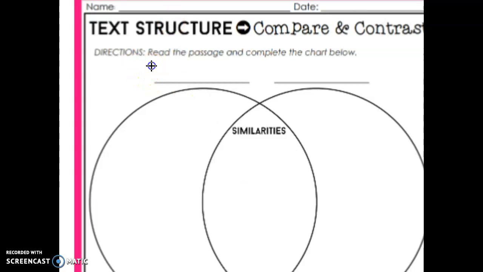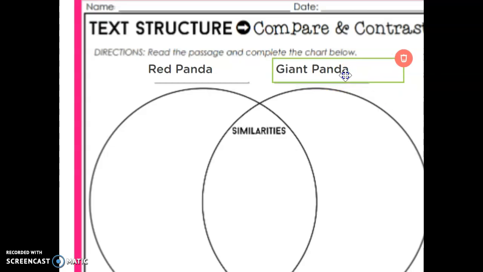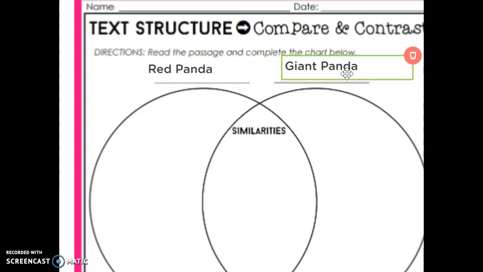First, we're going to write the 2 topics. Remember, compare and contrast is about 2 or more things. The first one was about a red panda and a giant panda. Pause the video if you need time to type those out. So we're going to be saying how they are similar or different. Now, before I go into the next one, I'm going to write on the side words that mean that they are similar and words that mean they are different.